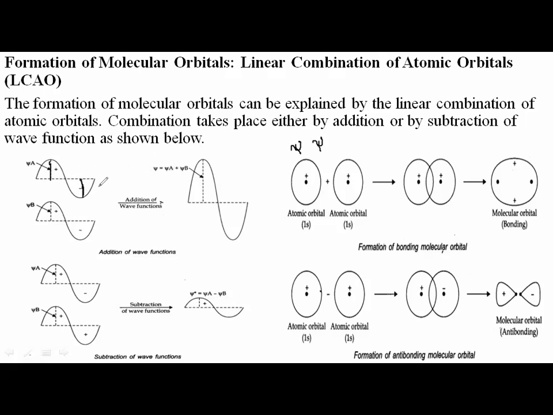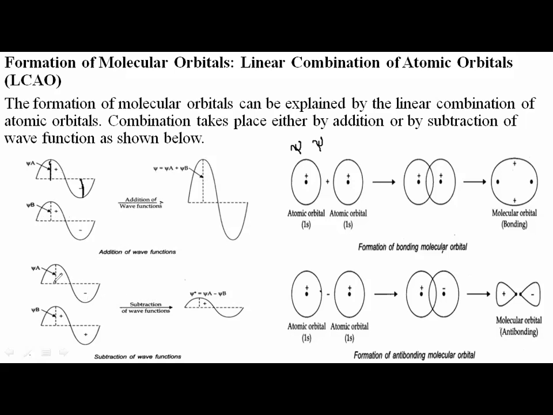Now, how to explain addition of wave function? See here, you have taken one wave, this is psi A. Another wave, this is psi B. Both are positive. So when you write addition of wave function, you will write it as psi is equal to psi A plus psi B. This will be the output.